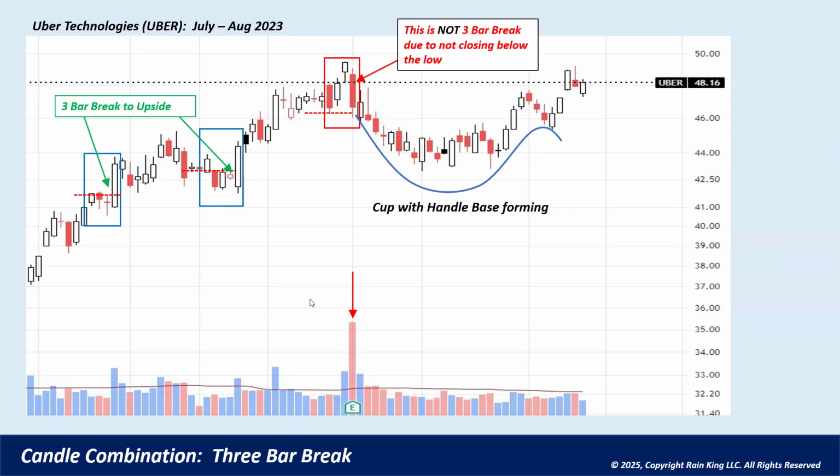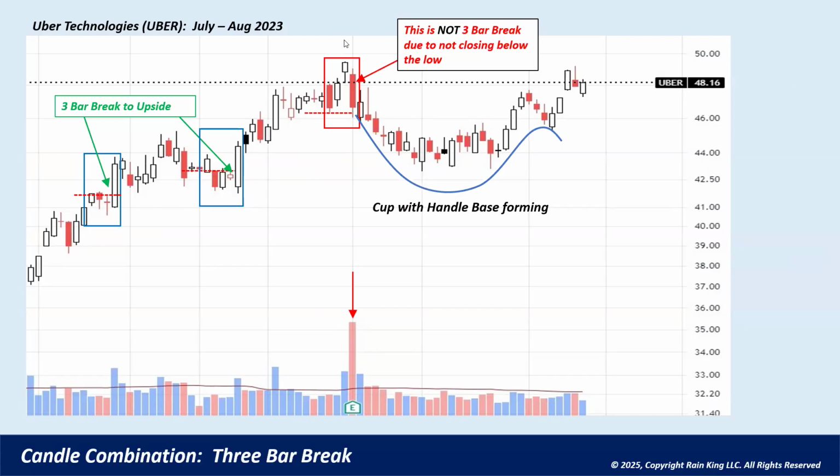Now, we put this chart in the deck because we wanted to show you not only did it have some three bar breaks to the upside, you can see one here, and then we also have another one here. And you can see that these kind of are ascending. We never came back down and tested the lows. So that's good. It was in an uptrend. The stock was trending, doing well.